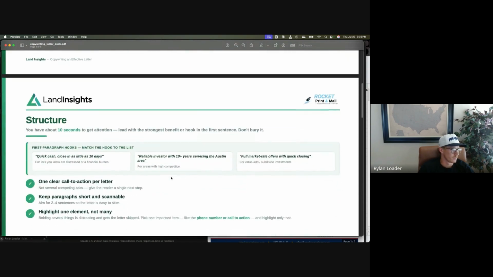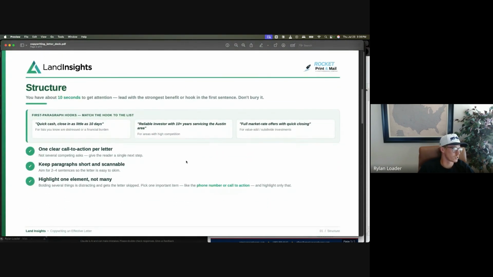The first thing we're going to go over is the structure. You have 10 seconds to get attention, so you need to format your letter so that you really catch their attention. We want to use tactics like quick cash, close in as little as 10 days. That doesn't necessarily apply well to land investing because it's very difficult for us to close in 10 days. I may want to raise that to as little as 20 days, just to be a little more honest. Another one: reliable investor with 10 years experience serving the Austin area, full market rate offers with quick closings.